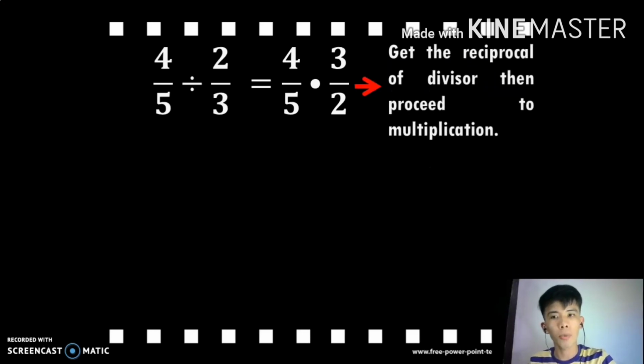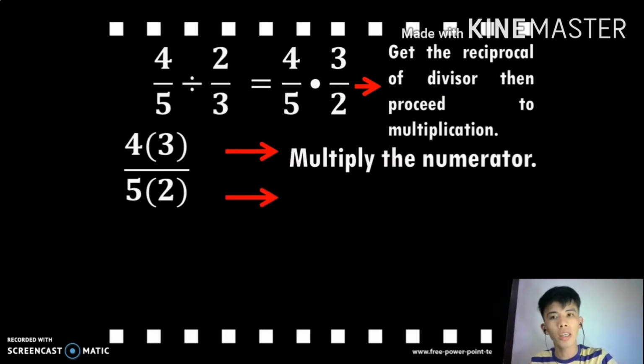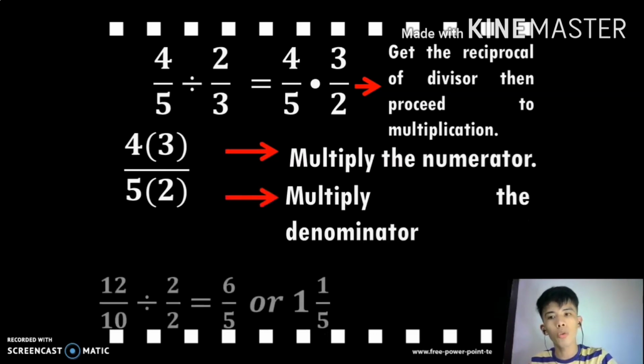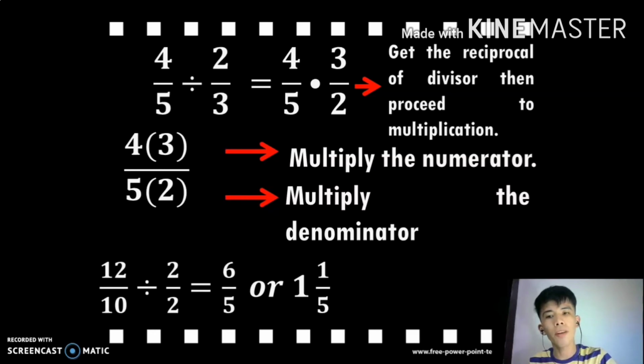Ayan. Get the reciprocal, then proceed to multiply. Ganun ulit. Pag magmumultiply, numerator times numerator, denominator times denominator. 4 times 3 and 5 times 2 is equal to 12 over 10. Kapag isinimplify, divide both by 2, the answer is 6 over 5 or 1 and 1/5.